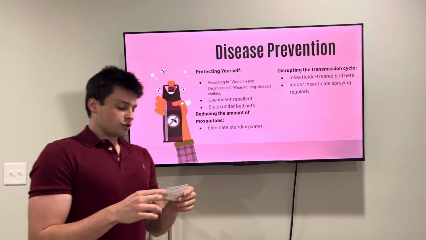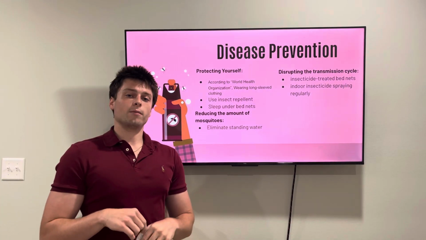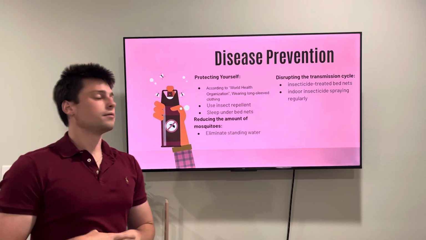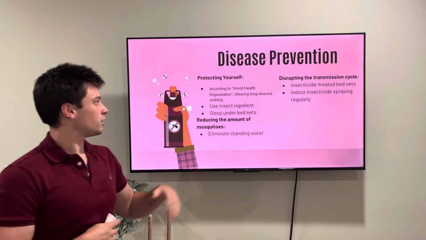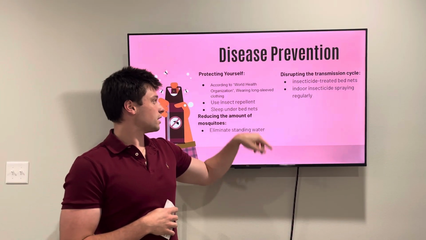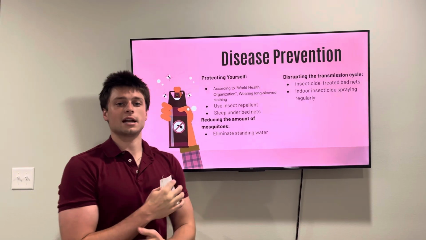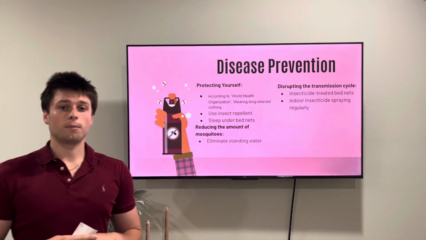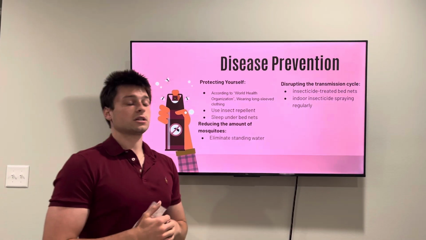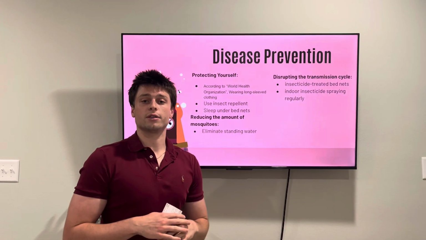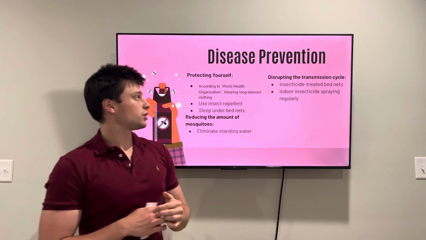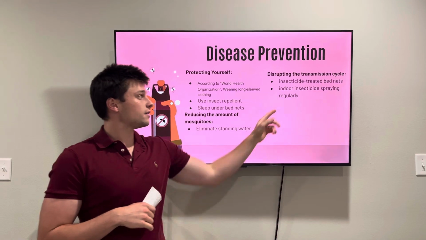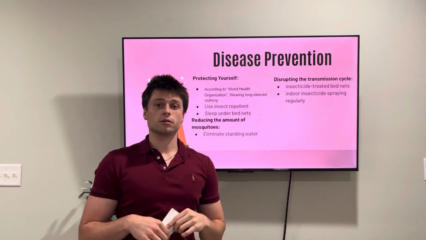Now, malaria does have a complex transmission cycle, and we are trying to work with it, but let's shift into different ways to prevent malaria, which is disease prevention. According to World Health Organization, wearing long sleeve shirts can help prevent it, as well as insect repellent, and sleeping under bed nets could help as well. Reducing the amount of mosquitoes can be done by eliminating standing water, which we saw earlier in that map. Disrupting the transmission cycle, insecticide-treated bed nets are also within that, and indoor insecticide spraying regularly can be a factor as well.